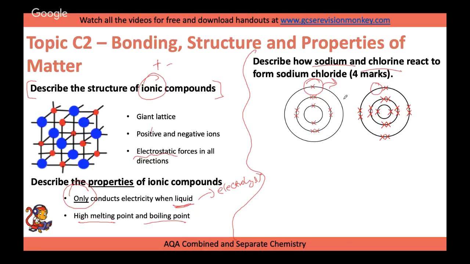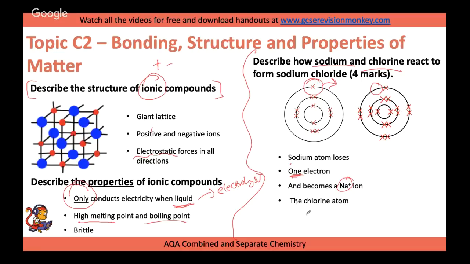So many people lose easy marks here, so bullet point it and make it really clear. Sodium atom loses 1 electron and becomes a positive ion. The chlorine atom gains 1 electron and becomes a negative chloride ion. So bullet point it if you need to get the clarity of the marks.